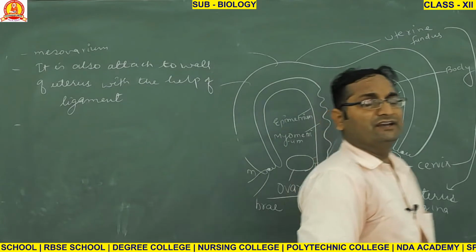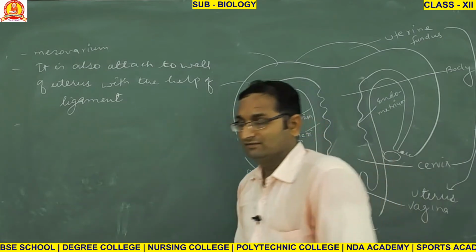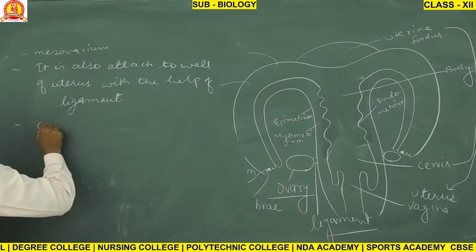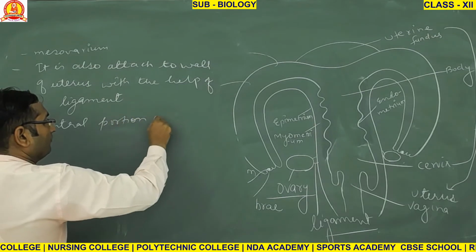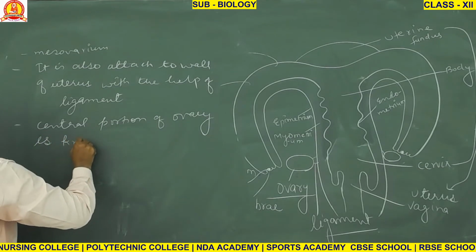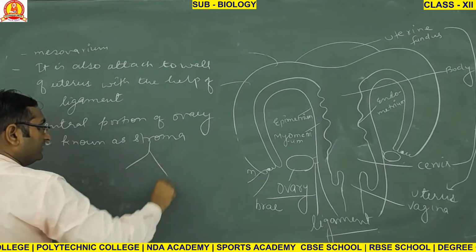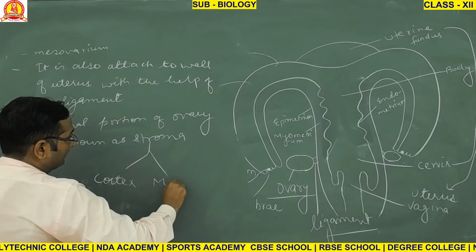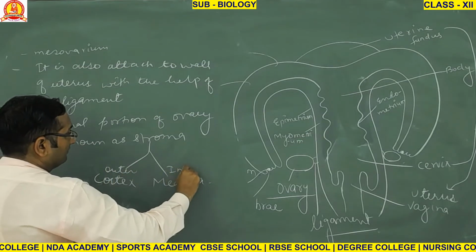Each ovary is divided in two parts, and the central portion of the ovary is known as stroma. The stroma is divided in two parts. The outer part is known as cortex and the inner part is known as medulla.